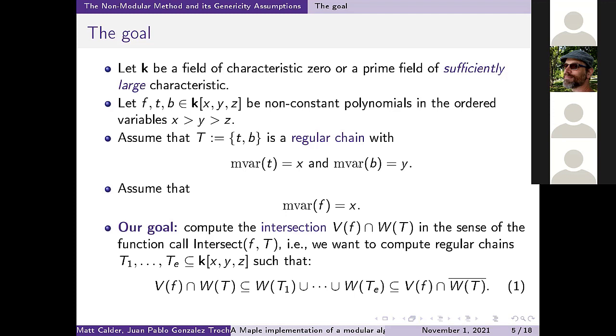Our goal is to compute the intersection between the variety of f and the quasi-component of the regular chain T. That is, we want to compute regular chains such that the intersection between the variety of f and the quasi-component of capital T is contained in the union of the quasi-components of these regular chains.